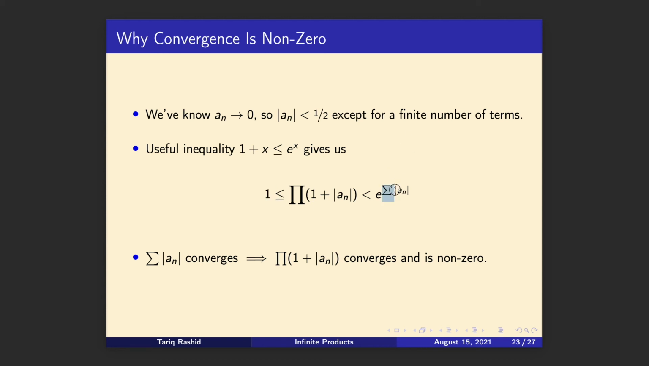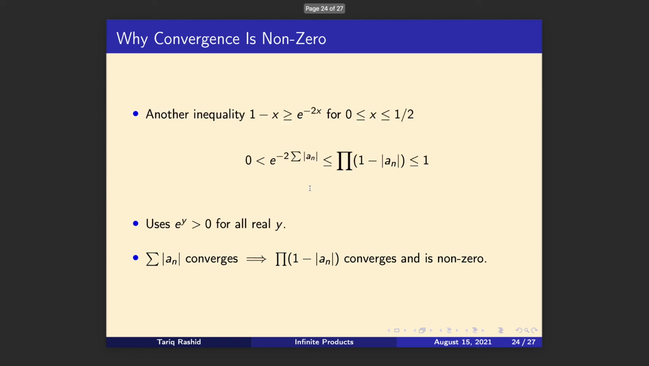So if the sum converges, then the product converges and is non-zero. It's going to be more than or equal to 1. That's the first few steps. That's useful. We need to show it in the other direction.